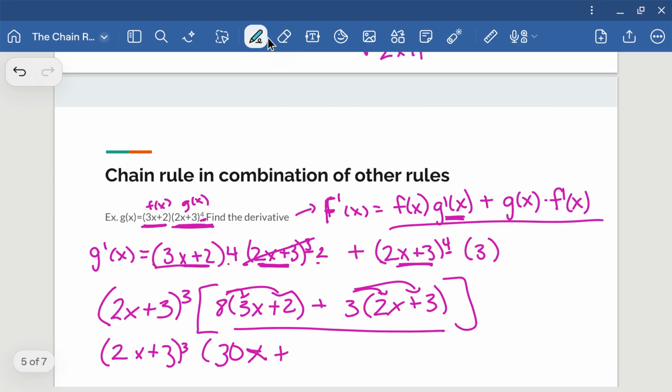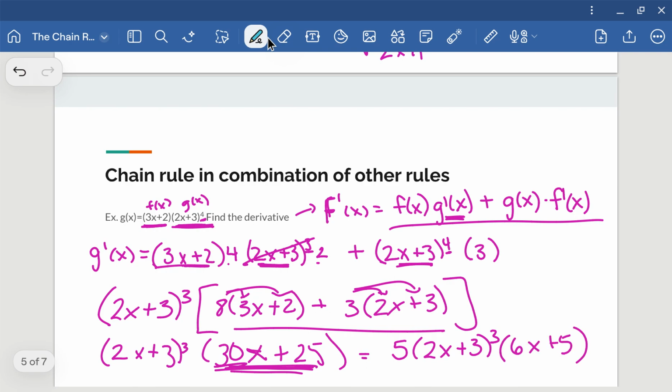30x plus 25. And then lastly, I could just see that there's a common factor here of 5. So if I take out a 5, I still have my first (2x plus 3) cubed term. But if I took out a 5 from both of these terms, I'm left with a 6x plus 5. And so that's our simplified derivative with the chain rule and the product rule.